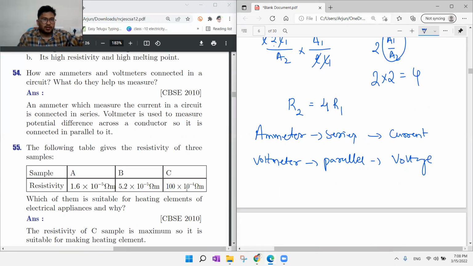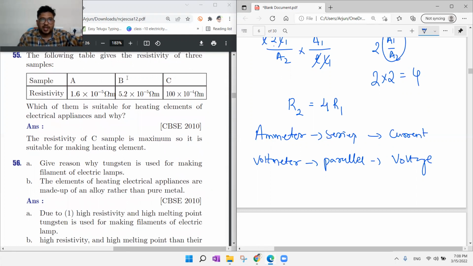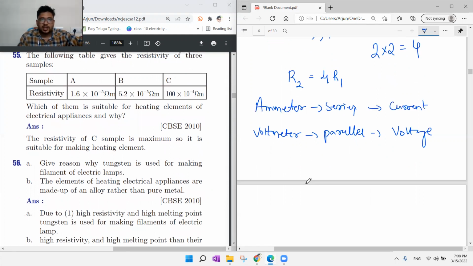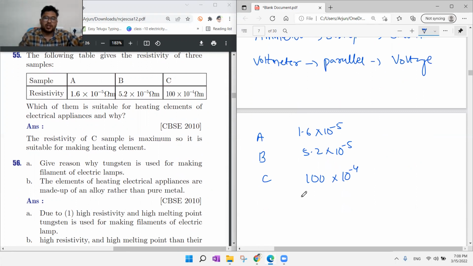Next, 55. In 2010 they asked, the following table gives the resistivity of 3 samples: A, B and C. A has 1.6 into 10 to the power of minus 5, B 5.2 into 10 to the power of minus 5, C 100 into 10 to the power of minus 4. Most students will look at 1.6, 5.2 and 100, but in most cases we have to see the powers of 10.